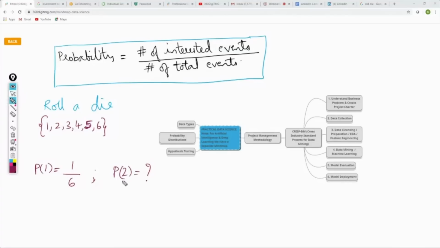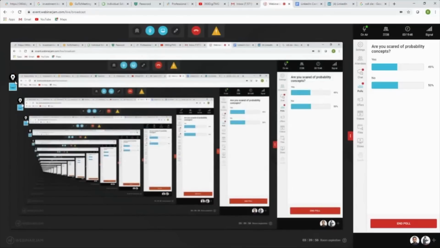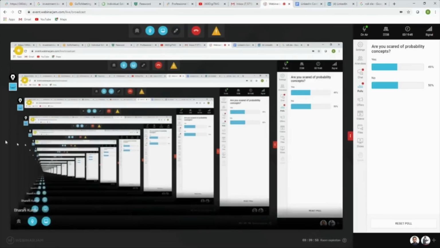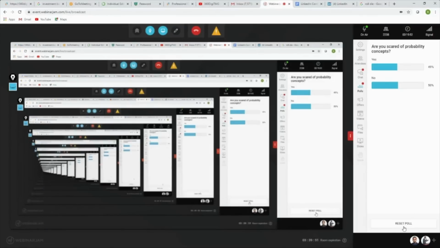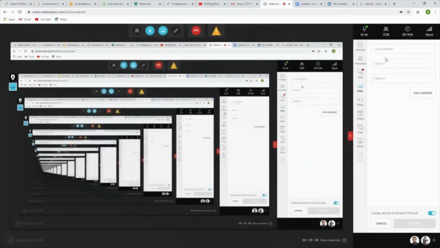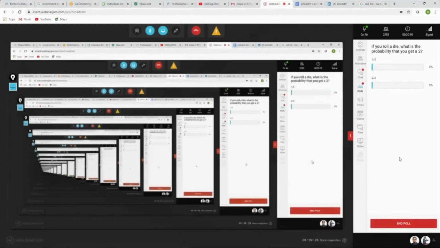Now the question to you all is, what would be the probability of getting a 2? What is the probability that I get a 2 when I roll a die? Let me ask a poll question here. So poll question coming your way. If you roll a die, what is the probability that you get a 2? Please answer this, friends.